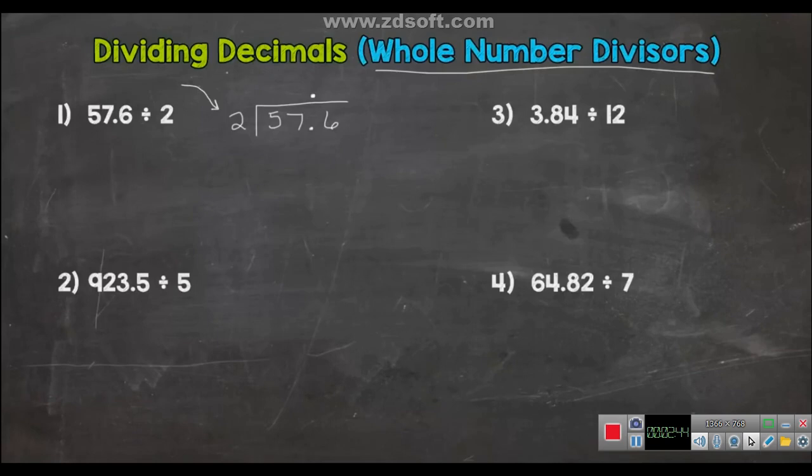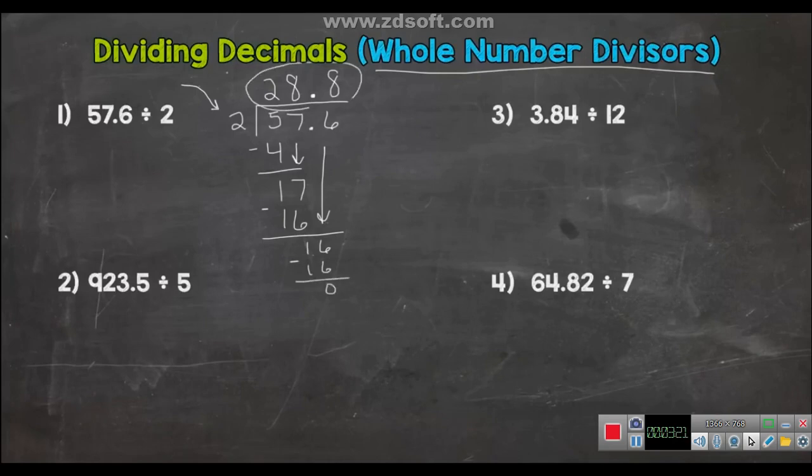So now we just go through our process. How many groups of 2 are in 5, or 5 divided by 2? Well, 2. 2 times 2 is 4. Subtract, you get 1. Bring down my 7. 17 divided by 2. How many groups of 2 in 17? 8. 8 times 2 is 16. Subtract, we get 1. Bring down my 6. And then end up with 16 divided by 2, which is 8. 8 times 2 is 16. Subtract, you get 0. So our quotient, or answer, would be 28 8/10. So, same process, just make sure you're placing the decimal in your answer.